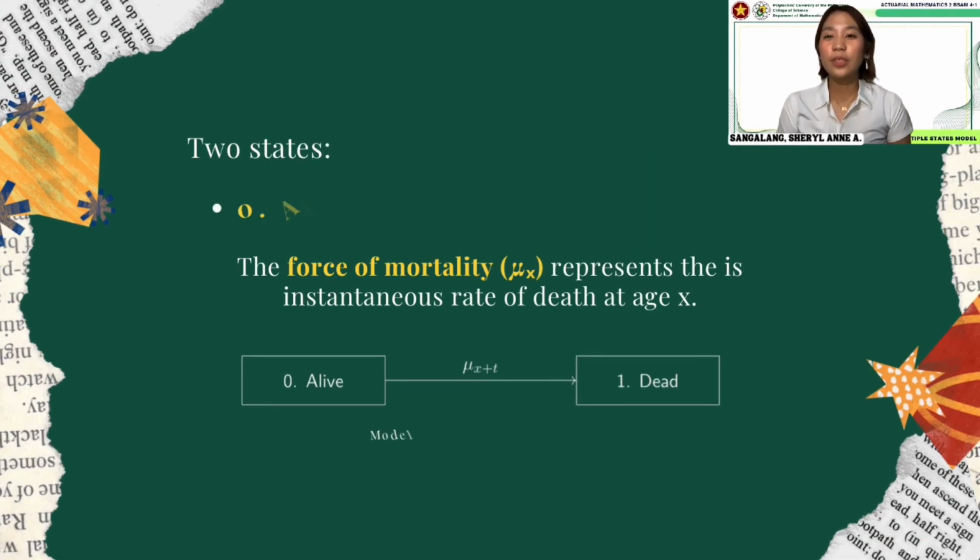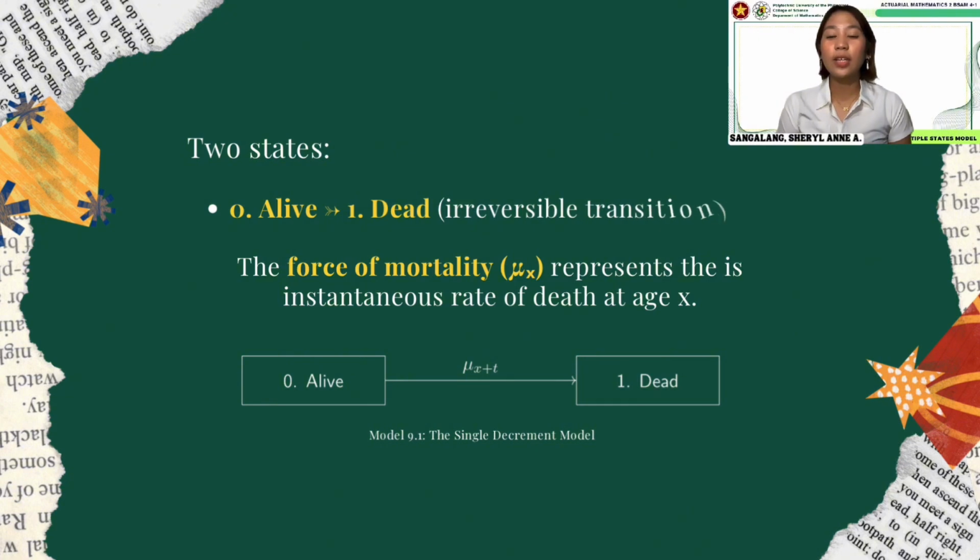A key component of this model is the force of mortality, denoted as mu sub x. This represents the instantaneous rate at which individuals of age x are expected to die. It's a measure of the likelihood of death at a specific age.